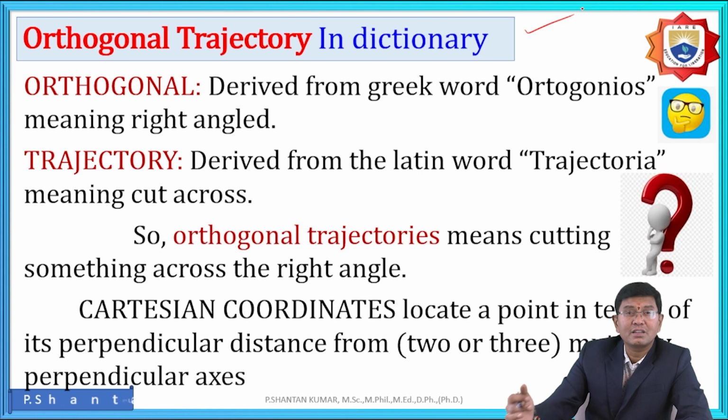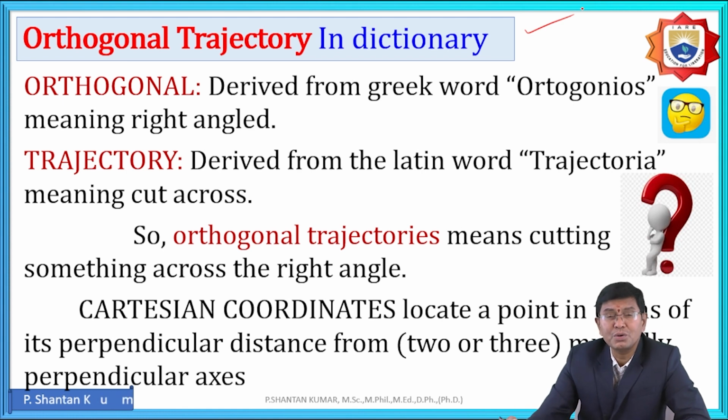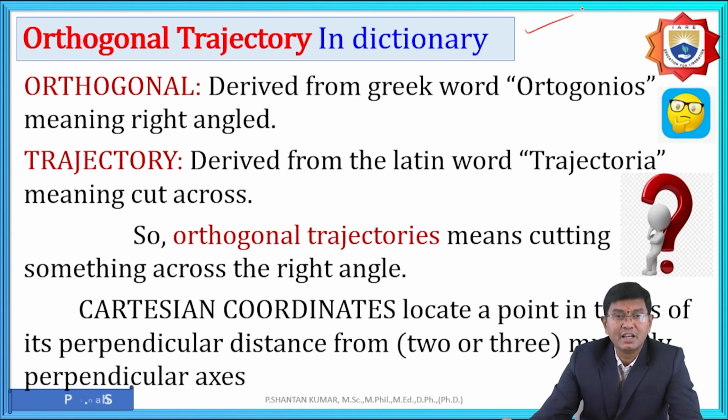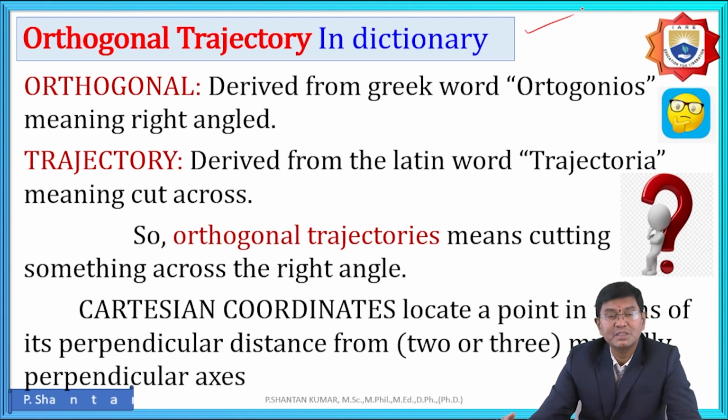First of all, what is the orthogonal trajectory? Then how to define the orthogonal trajectory? Where is the orthogonal trajectory obtained? If you understand the meaning and terminology of the orthogonal trajectory, we can do the problems easily.